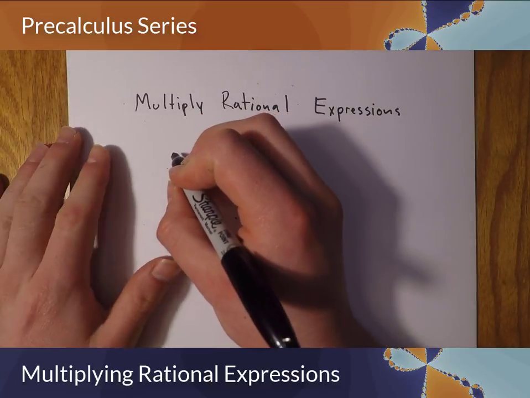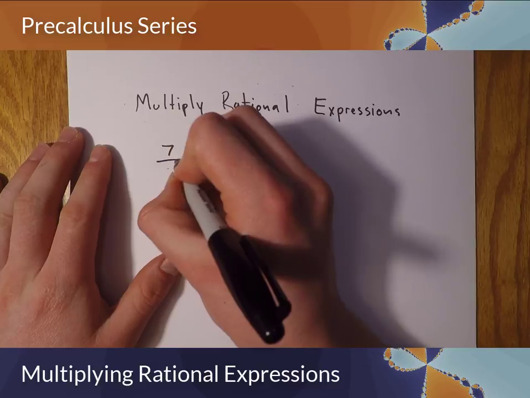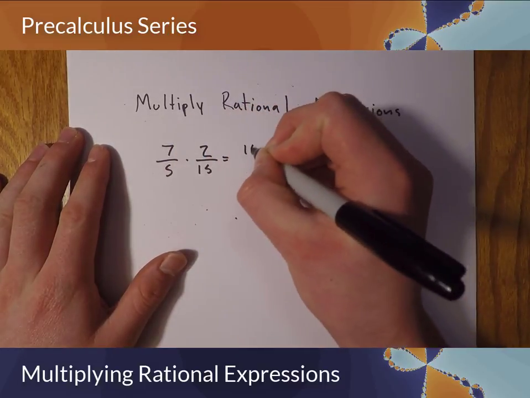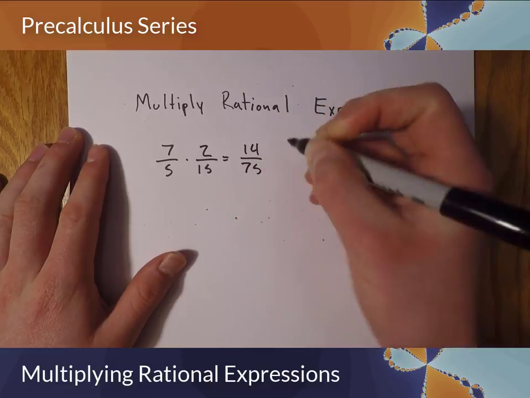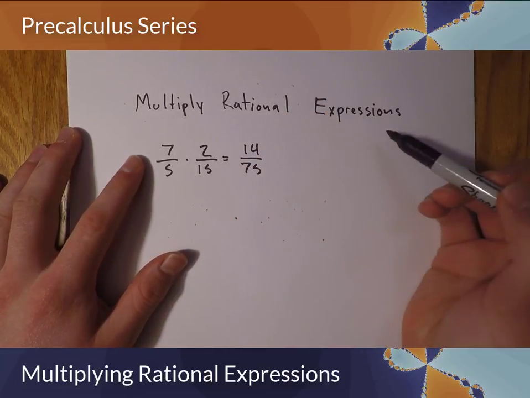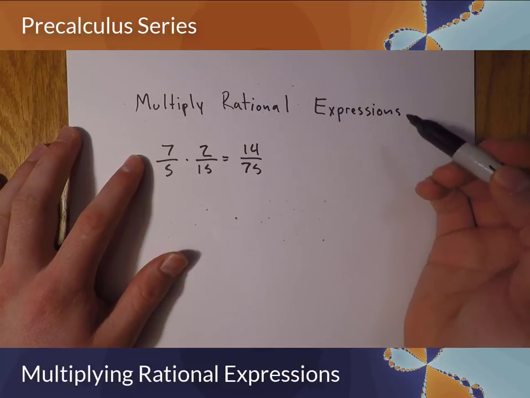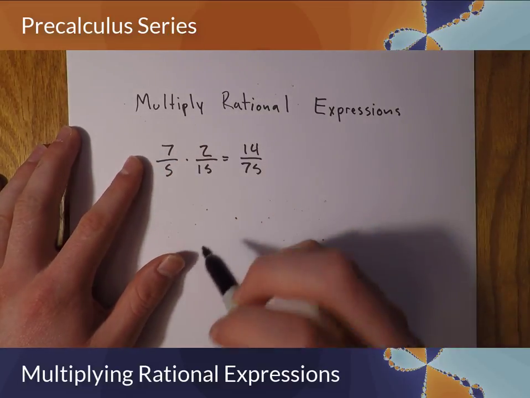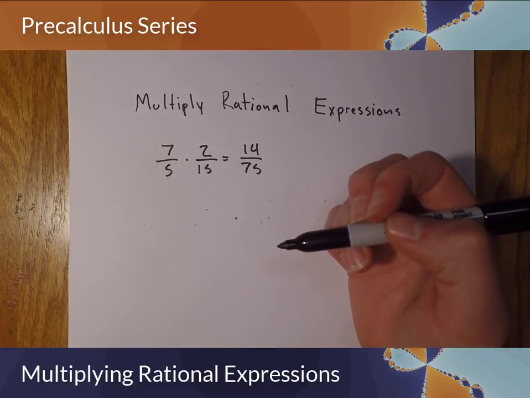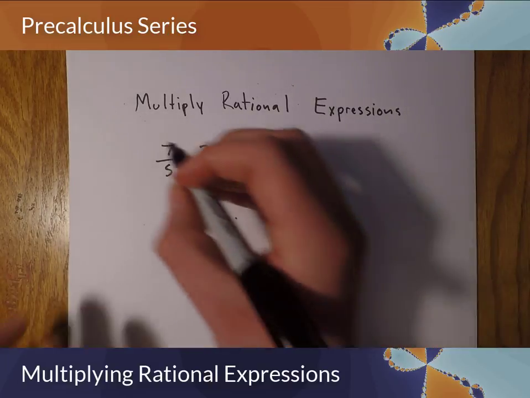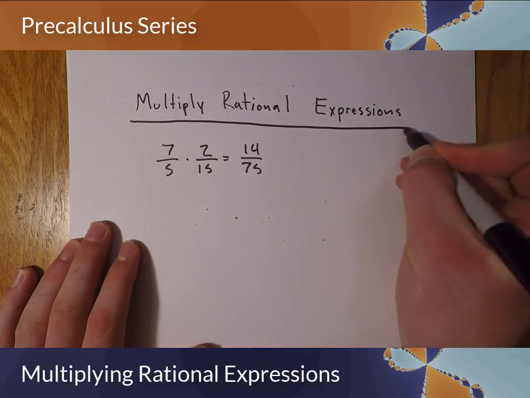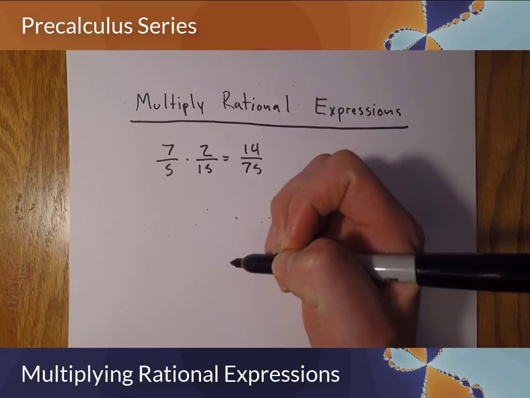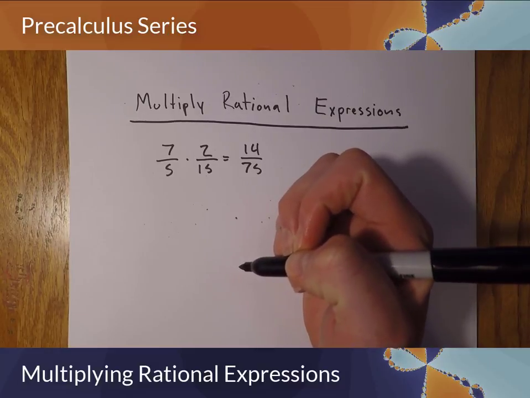So if I were to take 7/5 and multiply it by 2/15, the answer would be 14/75. And rational expressions behave the same way. So if I had x here times 2, it would be 2x. Just keep that in mind when we're going through and learning this concept. You already really know the mechanics behind it. We're just using more complex terms. So let's get on to our examples.